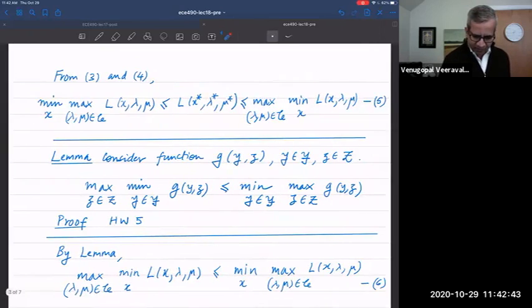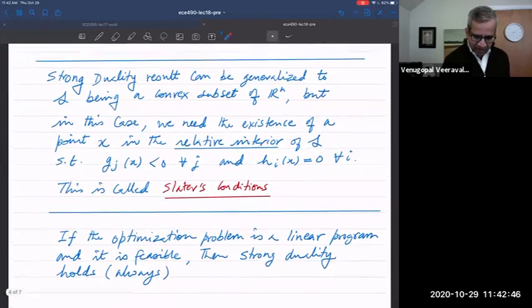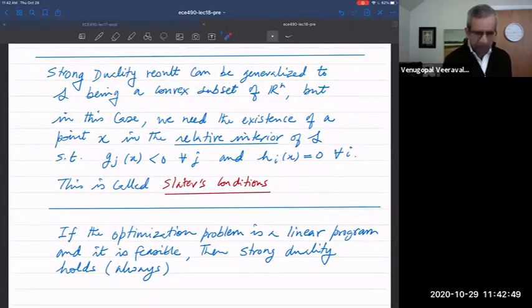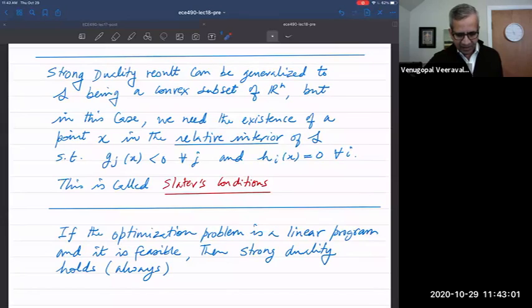Okay, it's 11:42, so maybe we can take a break now, and then I'll show you what the dual of a general linear program looks like, and you're always guaranteed that strong duality holds. Any questions? Okay. All right, let's take a short break, and then we'll come back at 11:45 and talk about linear programs.